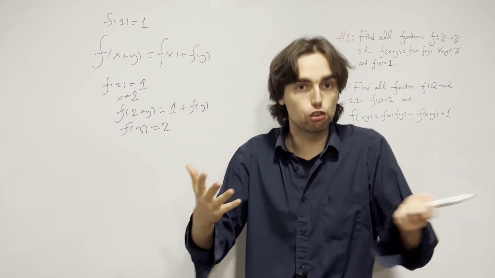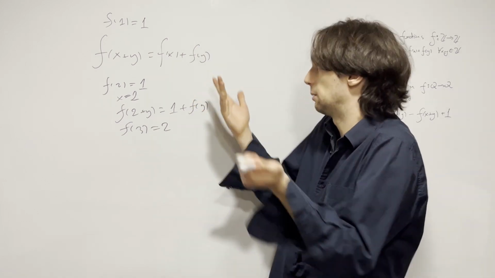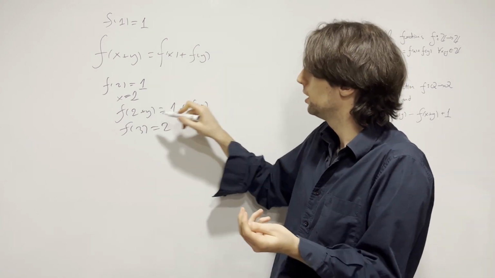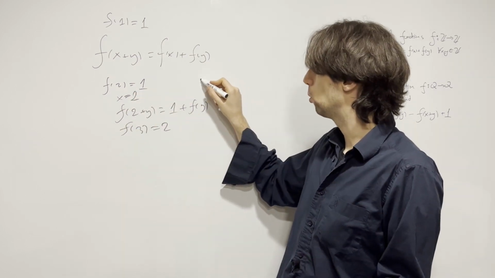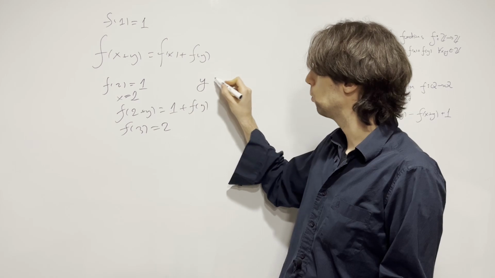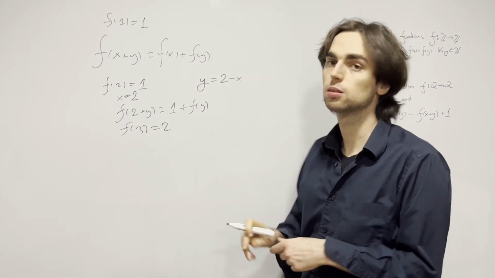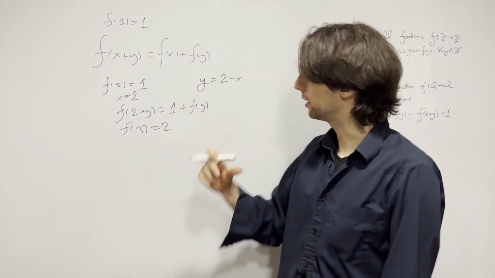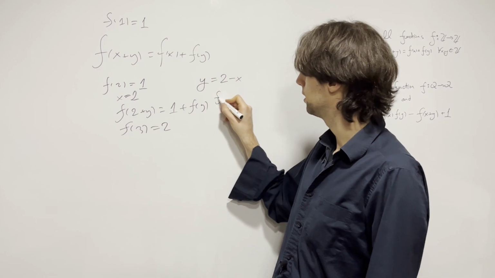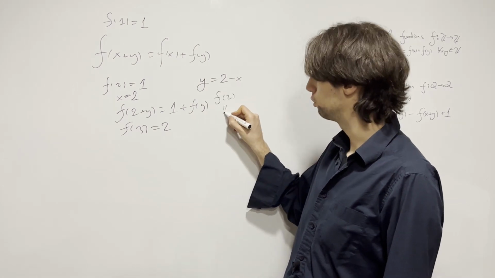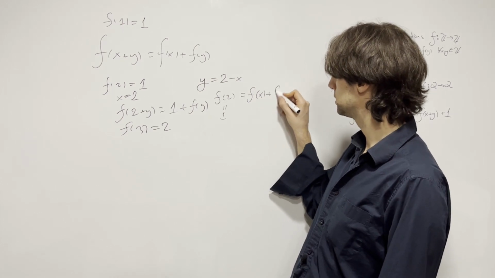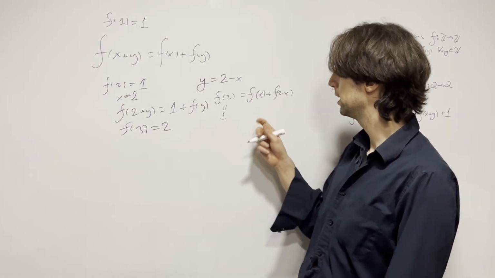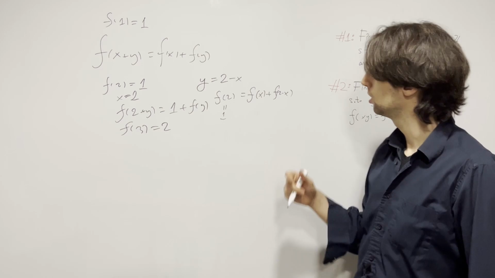There's no contradiction yet. Let's try something else. Let's see if we set x plus y equal to 2, or in other words, we're setting y equal to 2 minus x. It's the same thing. So then we would have that f of 2, which is 1, would be equal to f of x plus f of 2 minus x for every integer x.